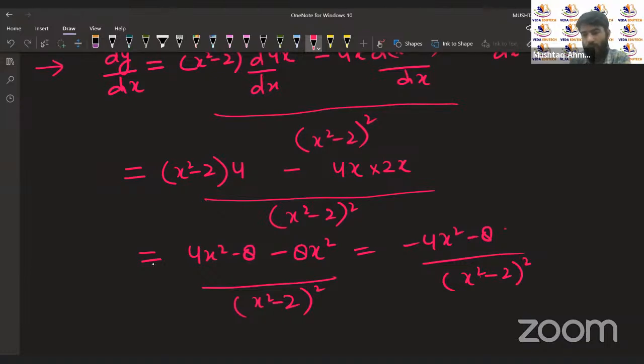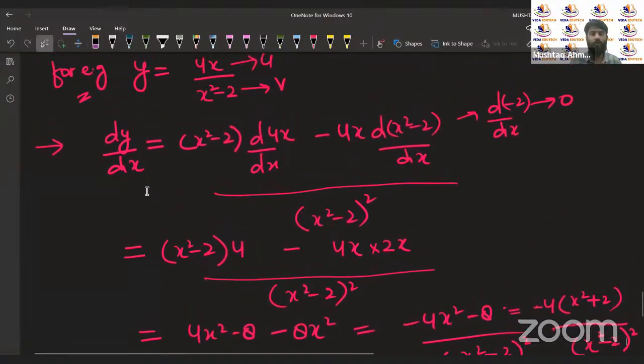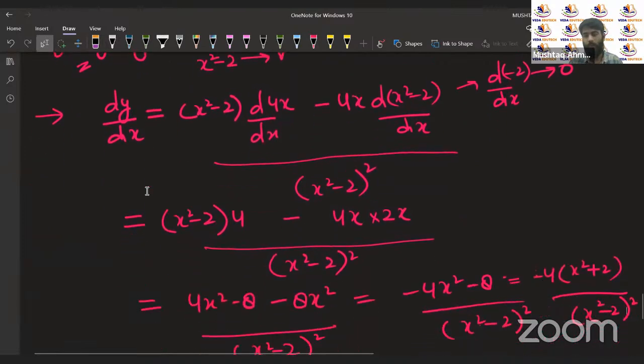So what we can do in this function is, if we take 4 outside, minus 4, so it will be x square plus 2. That's the final form of this derivative. So this is how we calculate the derivatives of functions which are of the form of u upon v.